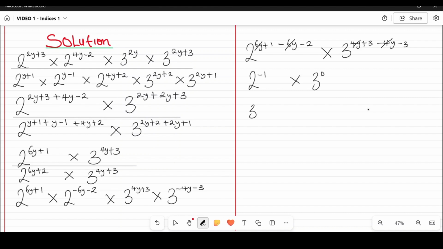But we know that 3 raised to the power 0 is equal to 1. So we have 2 raised to the power negative 1 times 1. This can be written as 1 divided by 2 times 1, which is equal to 1 divided by 2. That is the answer.